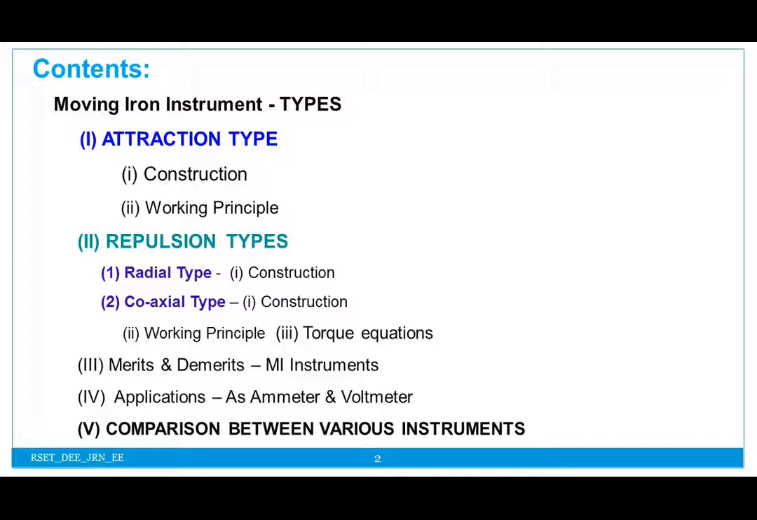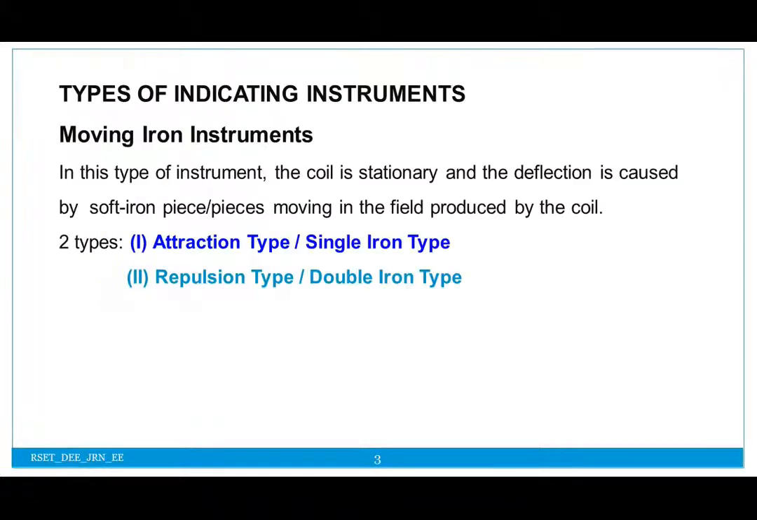Under repulsion type, you are having two types. One is a radial type and second is a coaxial type. We will be seeing the construction of both radial type and coaxial type. The working principle of repulsion type motor, its torque equation, followed by merits and demerits of moving iron instrument, applications as voltmeter and ammeter for moving coil instruments, and finally, since you are done with all the three types of instruments, we'll see the comparison between various instruments.